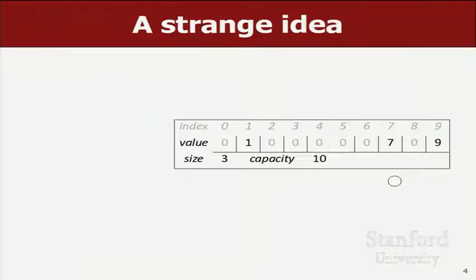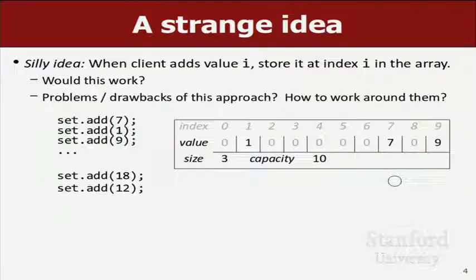Here is a very unusual idea that maybe we could use to represent a set. And it's got a bunch of problems with it. And we're going to talk about what the problems are and maybe see if we can fix them. So here's a weird idea. What if when they add a value I, store it at index I? So it's not sorted. It's not from the start over in the order of insertion. It's neither of those last two orders. This is like the value I gets put at index I.